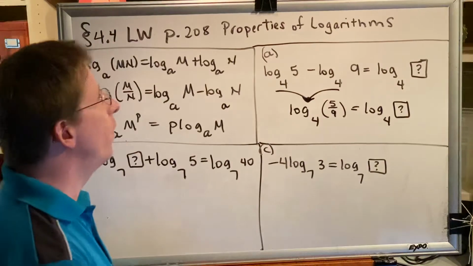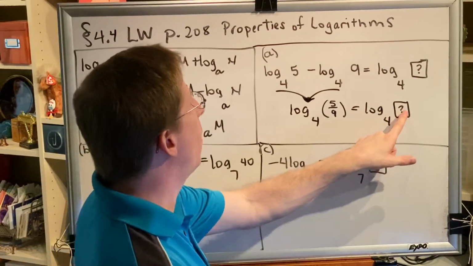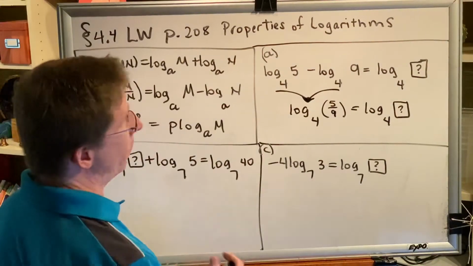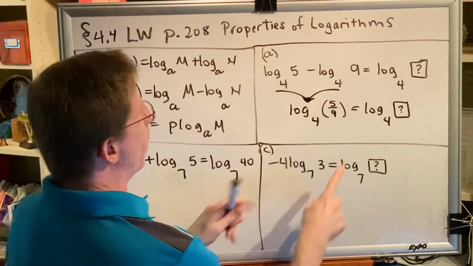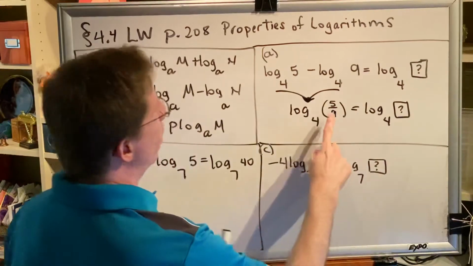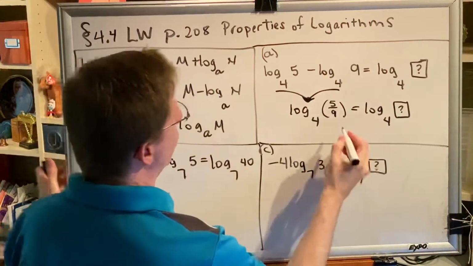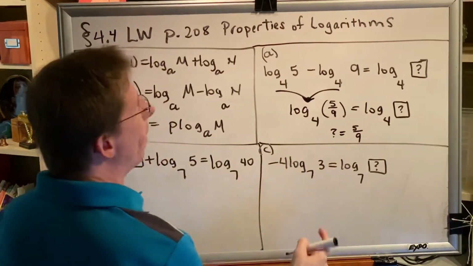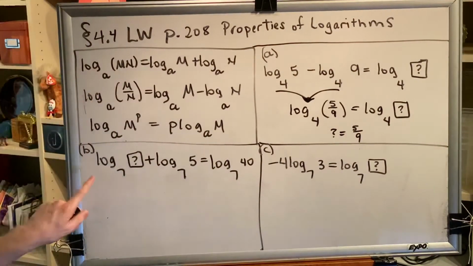Okay, so now I need to figure out what has to go in this box to make these equal to each other. Well, I hope that's obvious to you. It's 5/9. If you want these to be the same, they both say log base 4 of. This one says 5/9, so this one also needs to say 5/9. And so the value that we need to put in the question mark box is 5/9. Okay, let's do our next one.